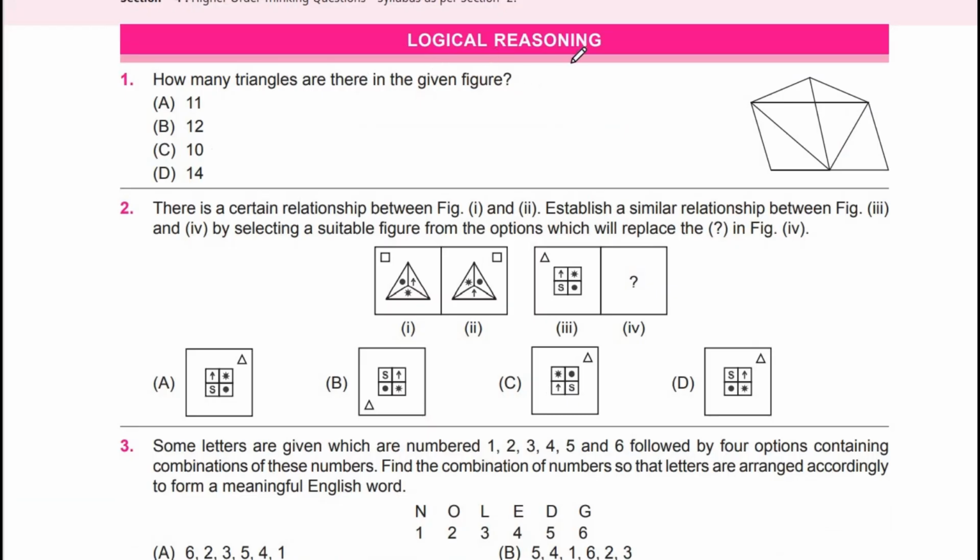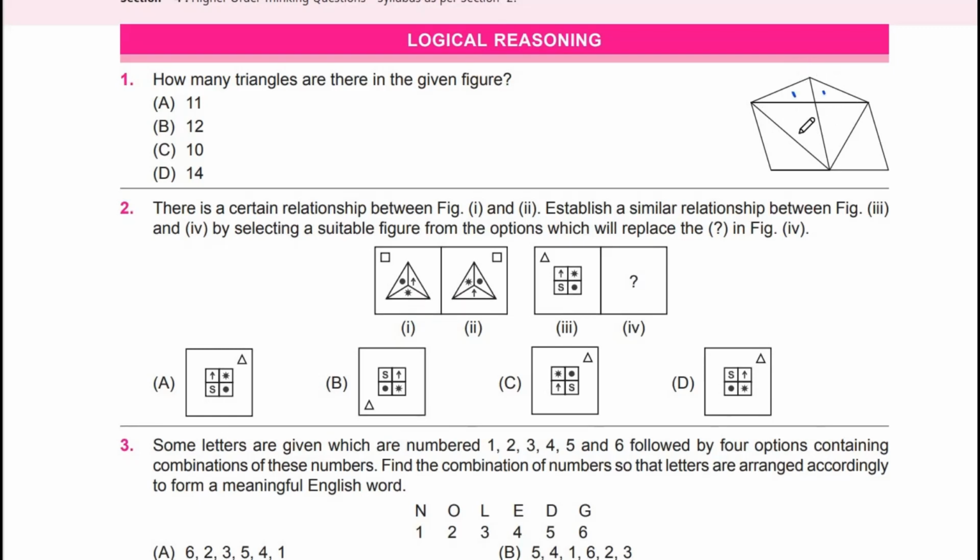So the first topic is logical reasoning skill. This is very easy, but you just need to think a little bit out of the box. So let's see what is the first question given to us. How many triangles are there in the given figure? It is very easy. I know usually kids can easily solve this. So let's see how many triangles are here.